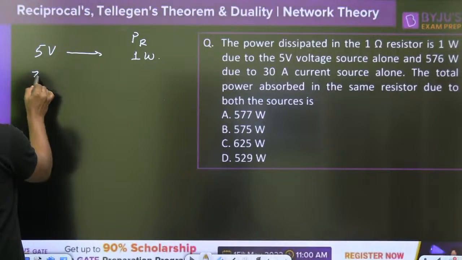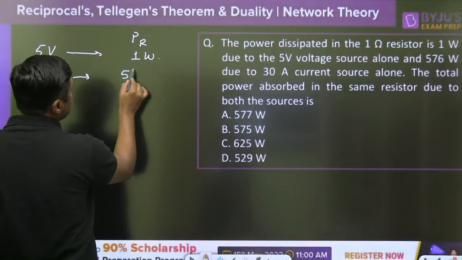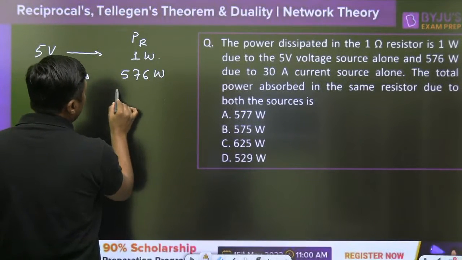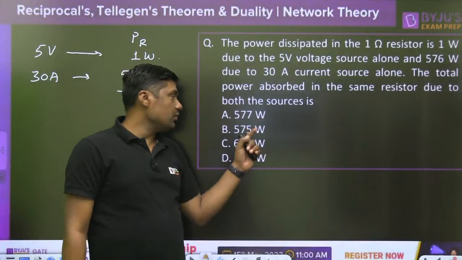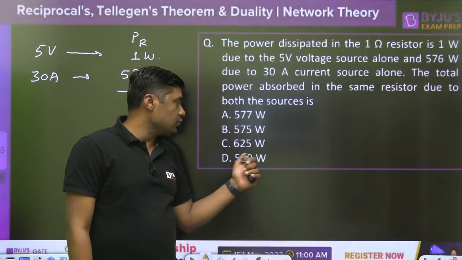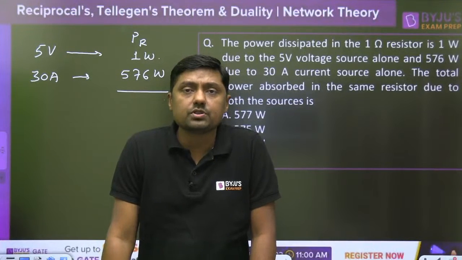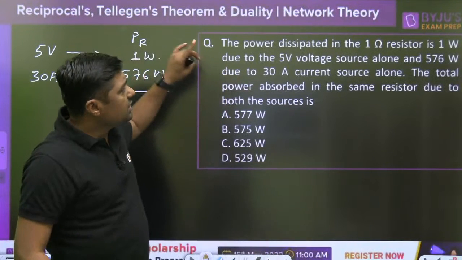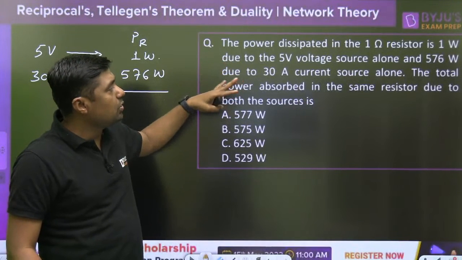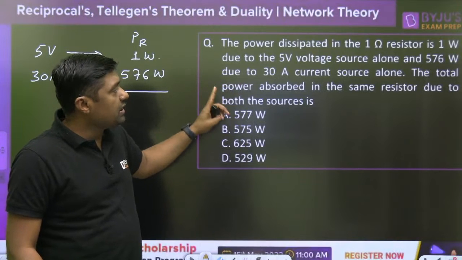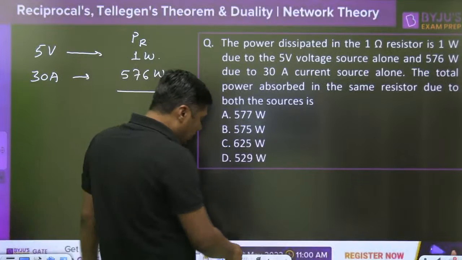And due to the 30 ampere current source, power is 576 watt. Everyone give me the answer. What is the answer for this question? 577 watt, 575 watt, 625 watt, 529 watt. Yes, please, in the comments box. This is a very, very simple question based on the superposition theorem. It may be any type of network. Due to the 5 volt voltage source alone, 1 watt; due to the 30 ampere current source alone, 576 watt. The total power absorbed in the same resistor is what? Then we can also draw the network.